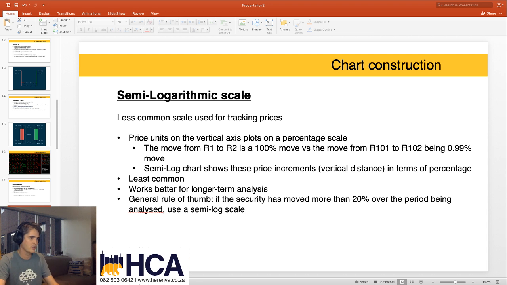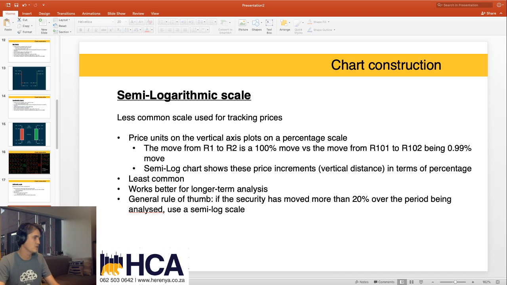So if you look at the way that this chart looks versus if we change the scale to a normal scale, it's a very different story. We have a much steeper trend line here from 10 Rand all the way up to 70 Rand, whereas if we use a semi-log scale, it's a much smoother ride. It's less parabolic. It just smooths it out because in percentage terms it is the same.